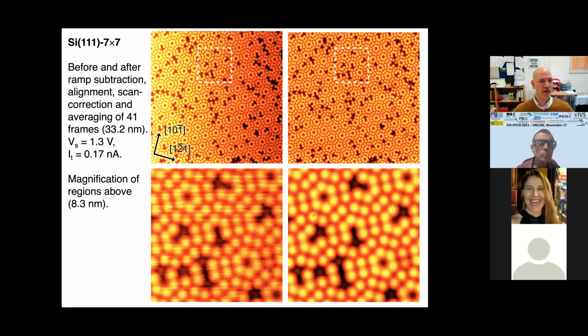This is a familiar silicon 111 7x7 reconstruction. Top left is a single noisy image, and top right is 41 images averaged. You can see the signal to noise is improved. And if we look at this small region from both of those, you can see the noisy image has been vastly improved compared to the much smoother image when we've averaged 41.